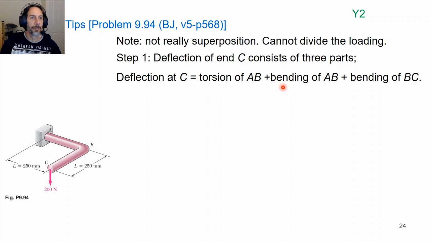Then we have the bending of AB. So this force out here is going to cause this to bend down, and then BC here is also going to bend from B to C. So 3 components of the deflection.